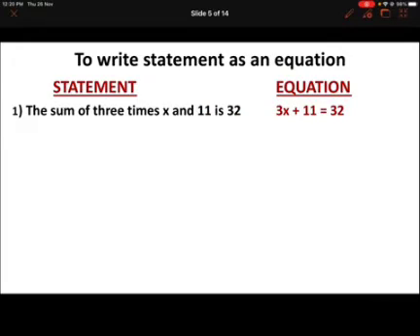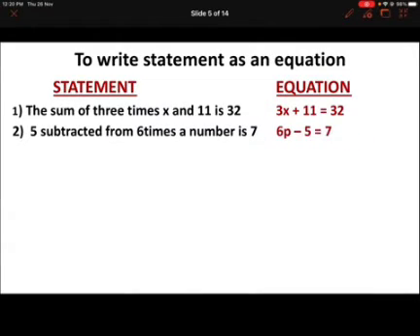So the equation formed here is, because it is sum of 3 times x and 11, this equation is 3x plus 11 is 32. Wherever there is "is" or "gives", use the equal sign. So sum of 3x plus 11 is 32. Let's see the next statement.